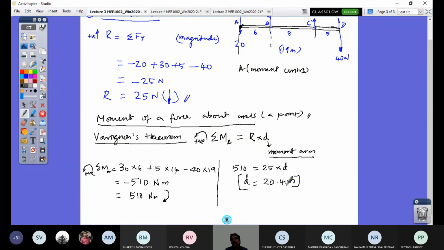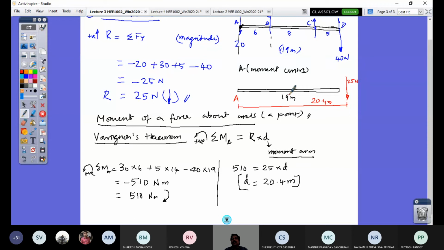That's the distance. So what do you understand in this problem? This member is of 19 meters length only. But the 4 forces which are physically acting on this member can now be replaced by a single force of magnitude 25 Newton downwards at a distance of 20.4 meters from point A.